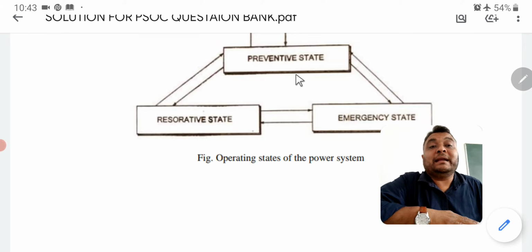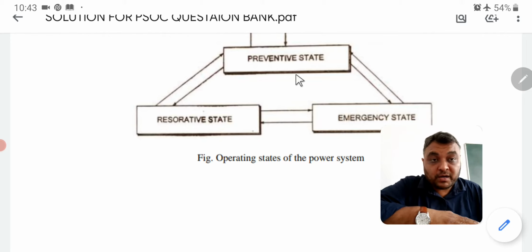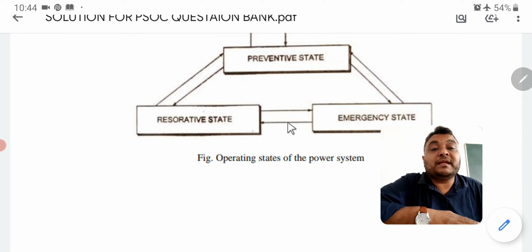But if that does not happen, or if the situation becomes worse, then we enter the emergency state. In the emergency state, what is the priority? We have to secure the system. After this, the restorative state comes into the picture. In the restorative state, if something operates abnormally it will be cleared out, or you can say our power system is going to be restored in that particular state.